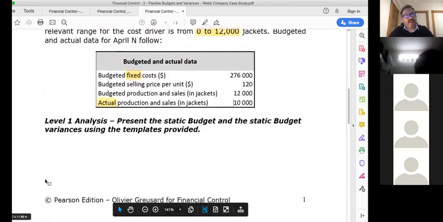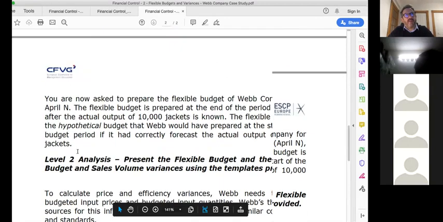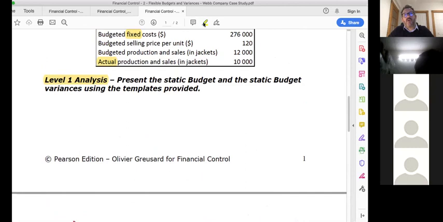Okay, so we're gonna see 3 levels. Level 1, level 2, level 3. So level 1 analysis, first step. Each level we're gonna get deeper and deeper. Now it's time for you to do level 1, which is to present the static budget and the static budget variances using the templates provided.